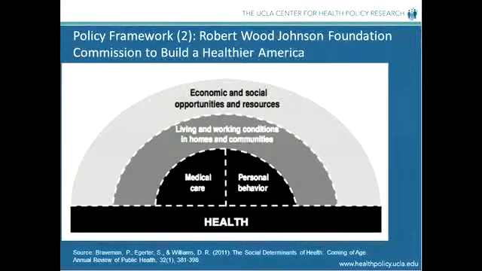This is another framework, by the Robert Wood Johnson Foundation Commission to Build a Healthier America. What's nice about this framework is it shows how medical care and personal behavior, the black arc here, are more at the individual level, and the individuals are nested within their living and working conditions, this gray semicircle here, and then nested in the macroeconomic policies of economic and social opportunities and resources. Again, medical care is a part of this conceptual framework. It is largely at the individual level and not so much expressed from the economic and social opportunities and resources.